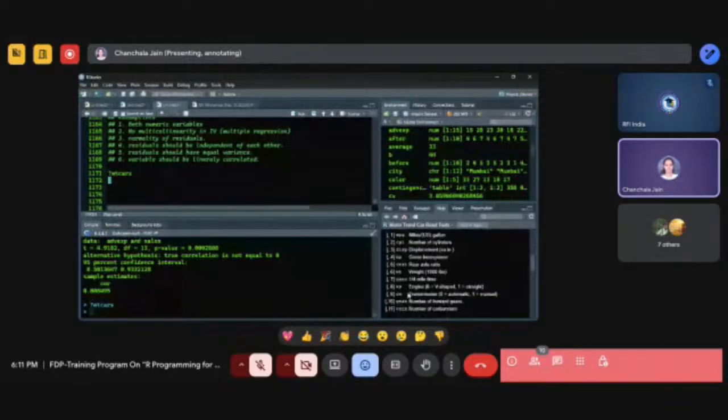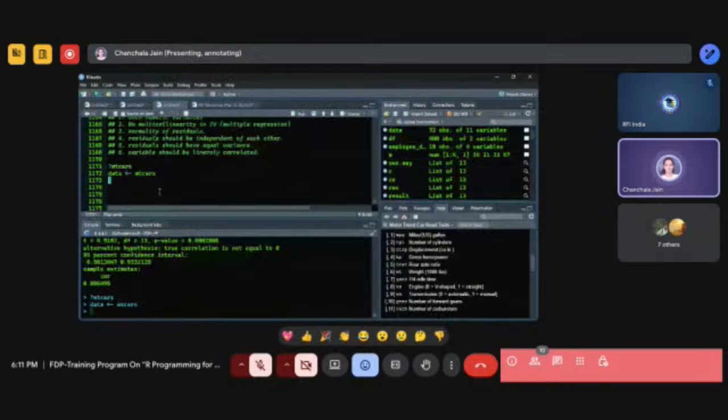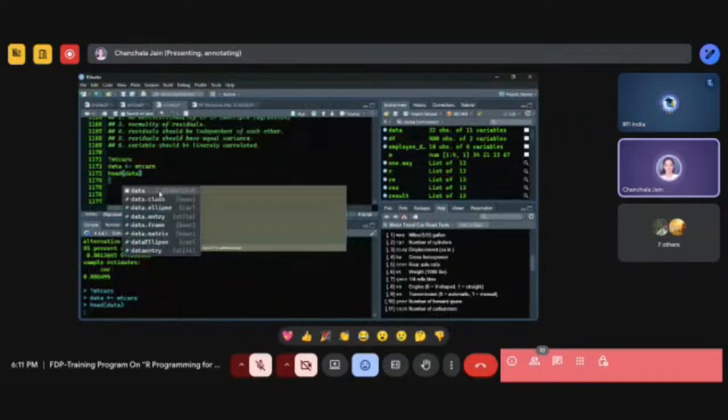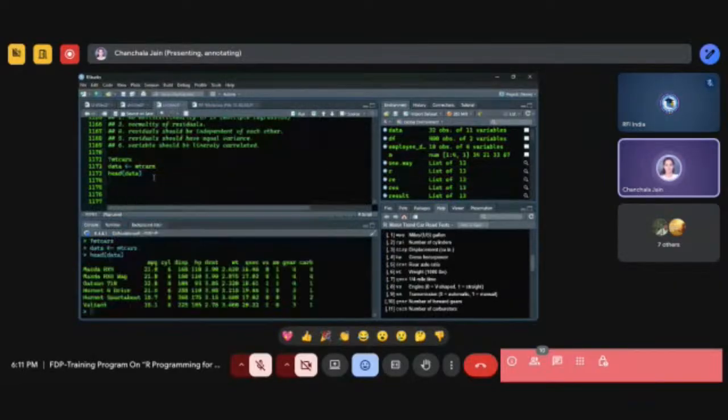Now, I want to use this data. So what I'm doing, I'm storing this data into the object named data, right? If I want to see the first 6 rows of my data, you can recall I told you there is a function called head, which shows you the first 6 rows of your data, right? So that way you can see.